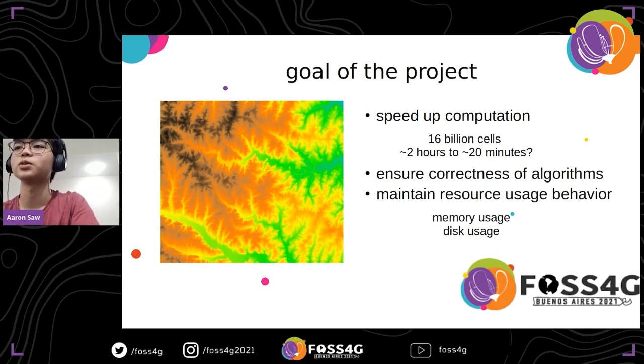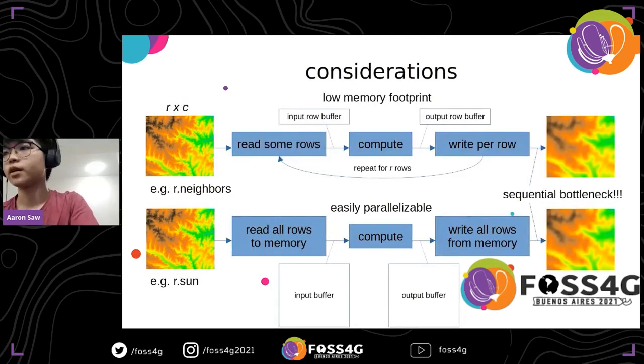I'm sure that's good. But we don't want to do that without sacrificing the correctness of the algorithm. And also we want to maintain the previous behavior, so we still want to keep the memory usage and the disk usage in check. So, a very simple look at how the module generally does the computation.